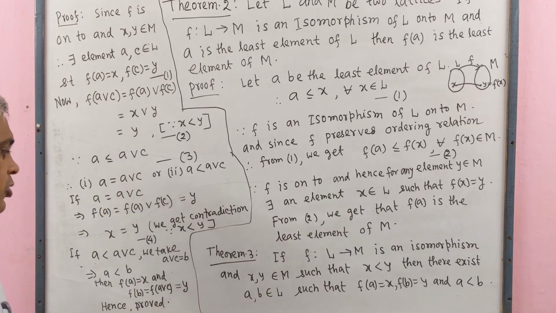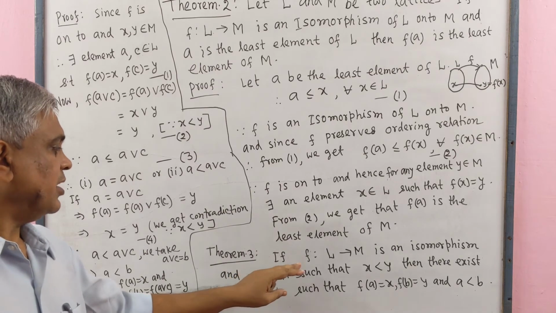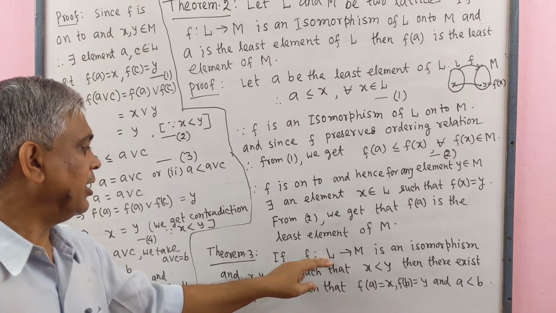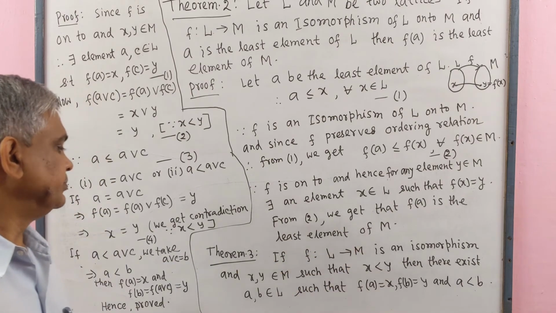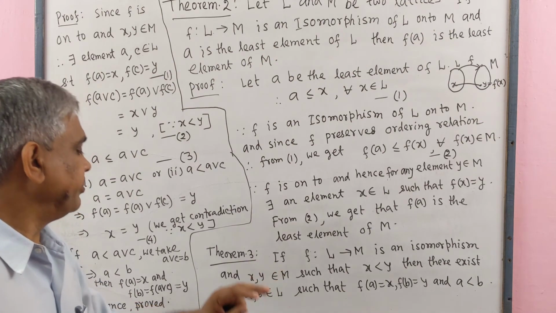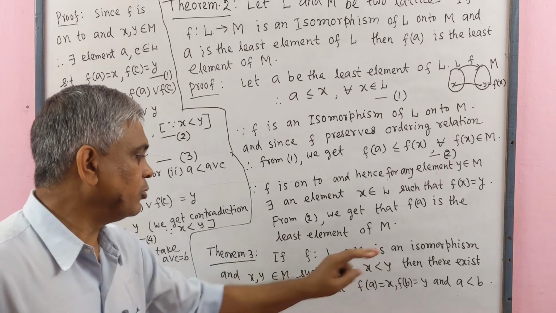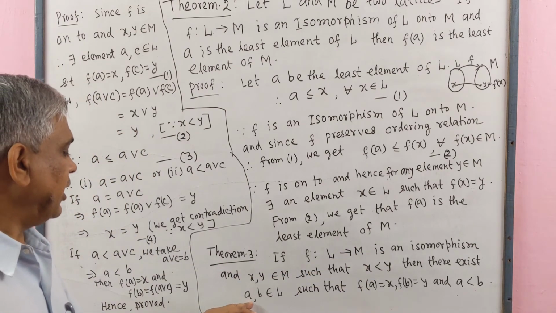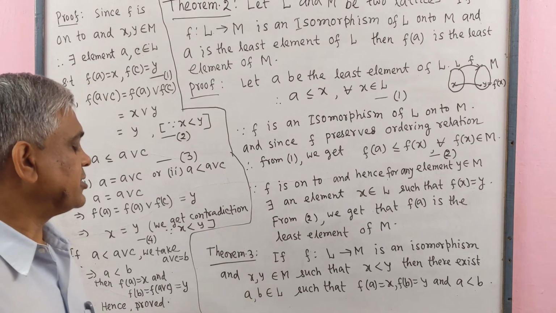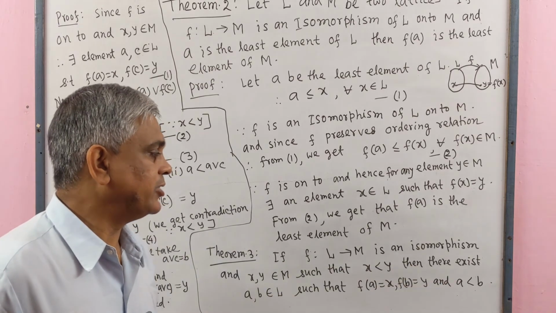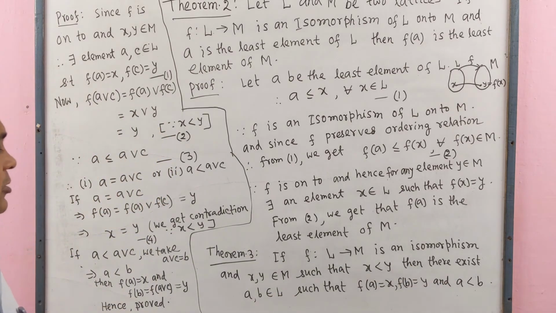Now we prove theorem 3. If F is an isomorphism defined on L onto M and x, y belongs to M such that x is less than y, then there exist elements A and B belong to L such that FA equal to x, FB equal to y and A less than B. We shall prove this.